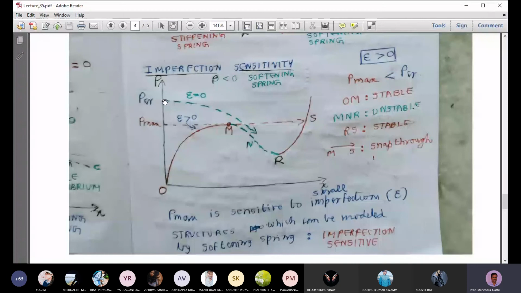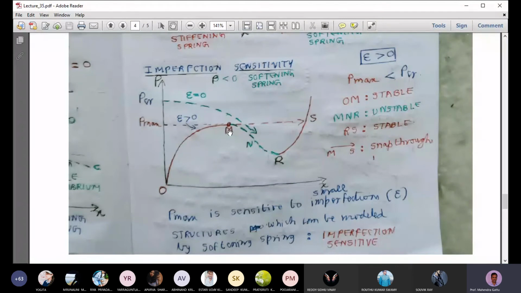Here we have the bifurcation diagram plot BC. The BC corresponds to 0 eccentricity, and the column with some eccentricity is shown here, the load deflection curve. From O to M, the column is taking more and more load, and at M it reaches the maximum value. From there onwards the column will move asymptotically with respect to this BC curve, and this is an unstable equilibrium position. And from R to S there is again an increase in the load carrying capacity of the column.